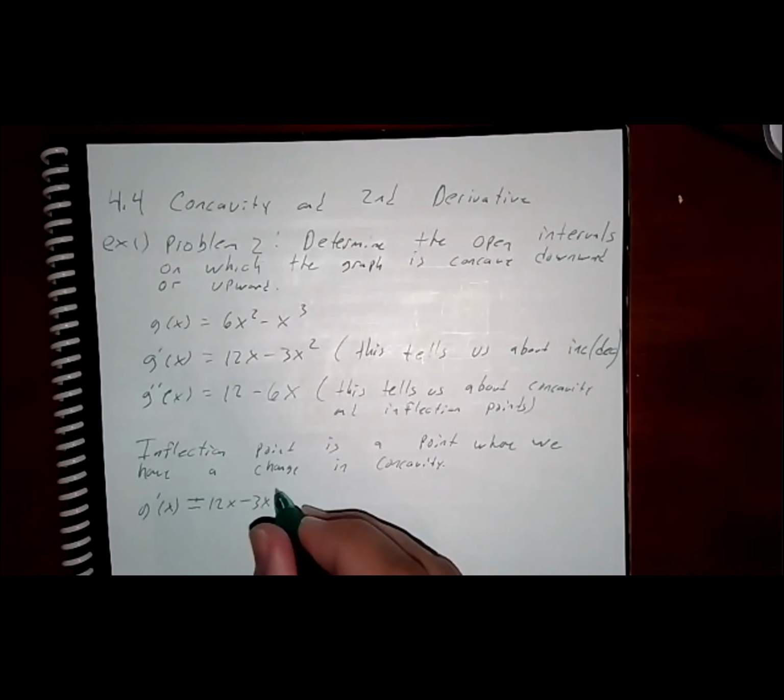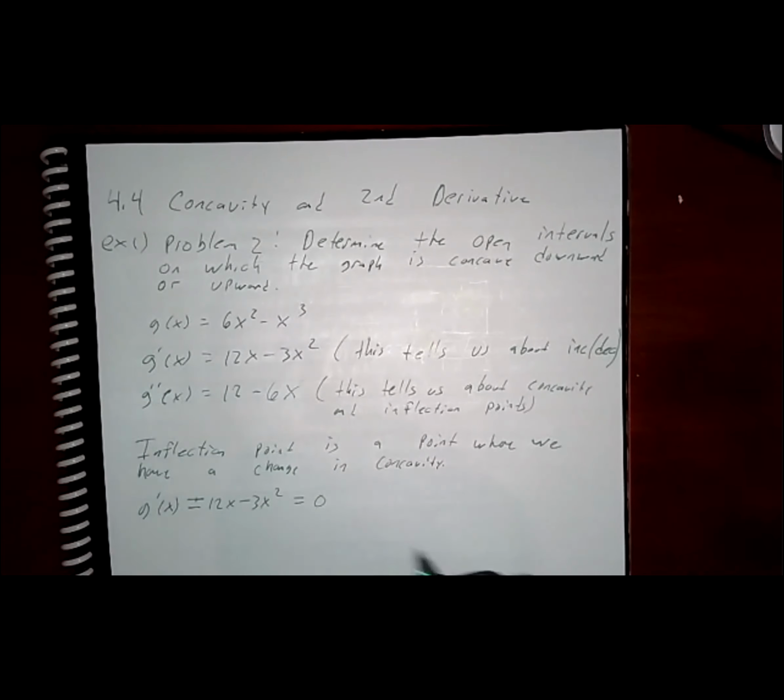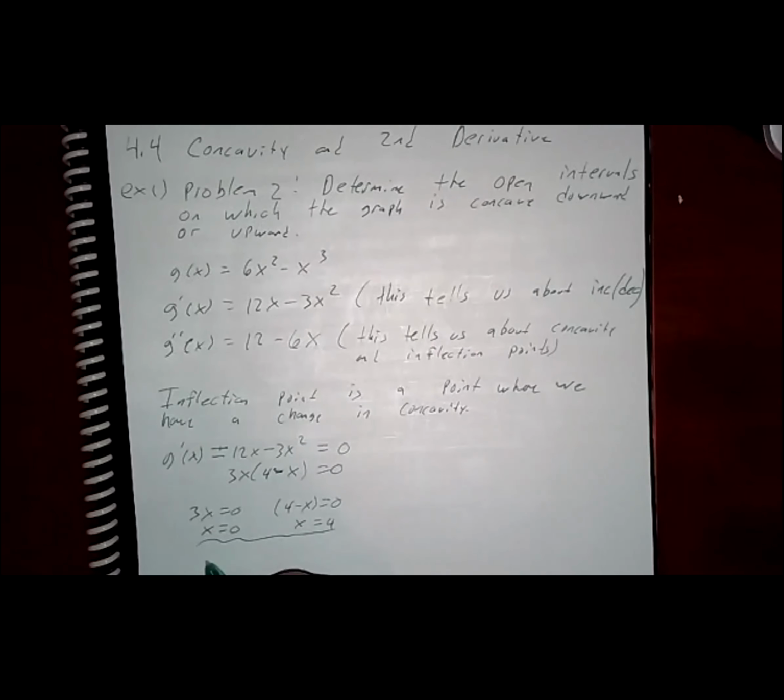That's what we did last time. So we would solve for x. Let's see here. Factor out 3x from both of these. That's going to be 4 minus x equal to 0. So we set 3x equal to 0 and 4 minus x equal to 0. x is 0, x is 4. These are critical numbers, right?